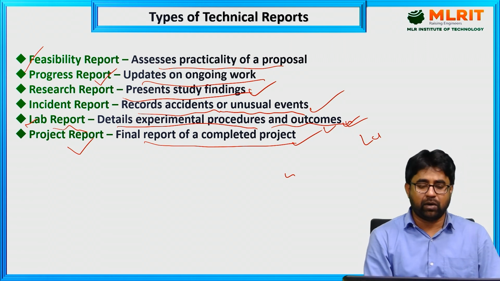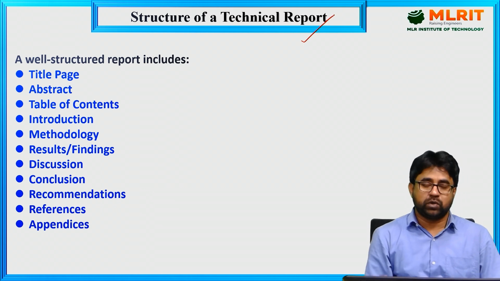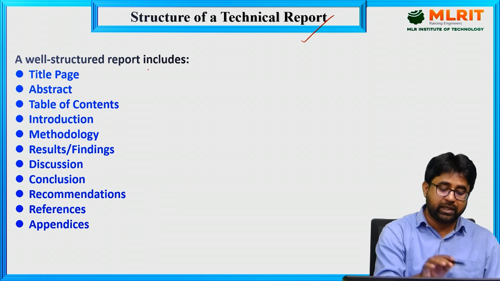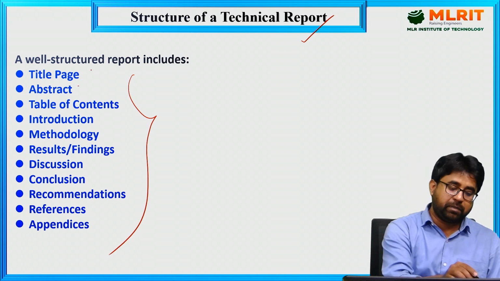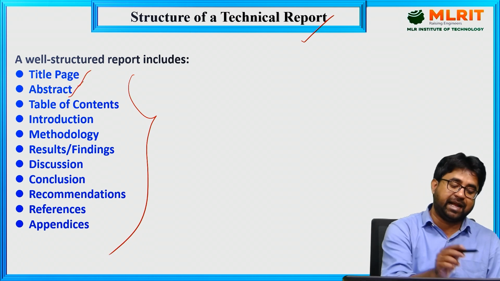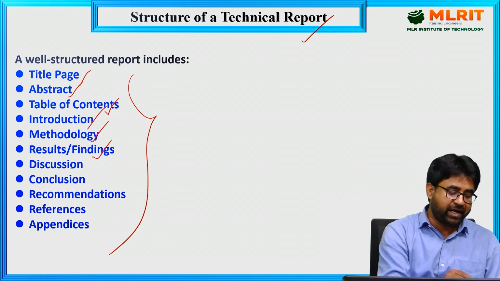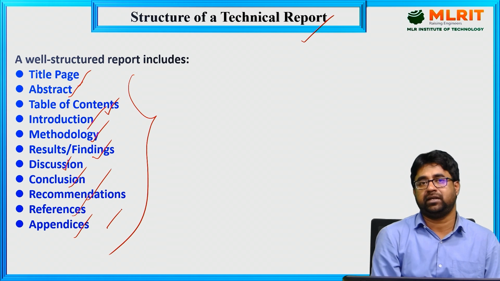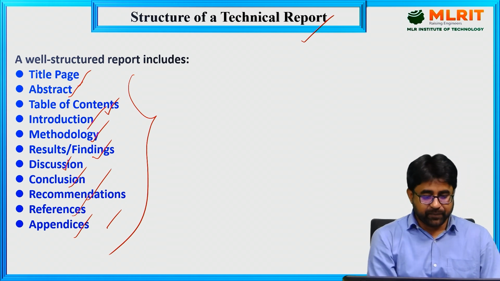Now let's see what the components and structure of a technical report are. What are the parts and how they should be ordered. So please remember this order, and these are the parts. First, there should be the title page, then abstract, table of contents, introduction, methodology, results and findings, discussion, conclusions, recommendations, references and appendices. So these should be coming in exact order. Fine.